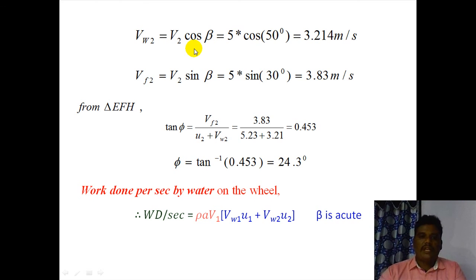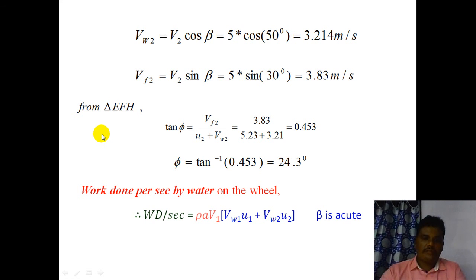From the outlet triangle we can write VW2 is equal to V2 cos beta, that is 5 into cos 50. From the outlet triangle, VF2 is equal to V2 sin beta, 5 into sin 50. That is 3.83 meter per second.